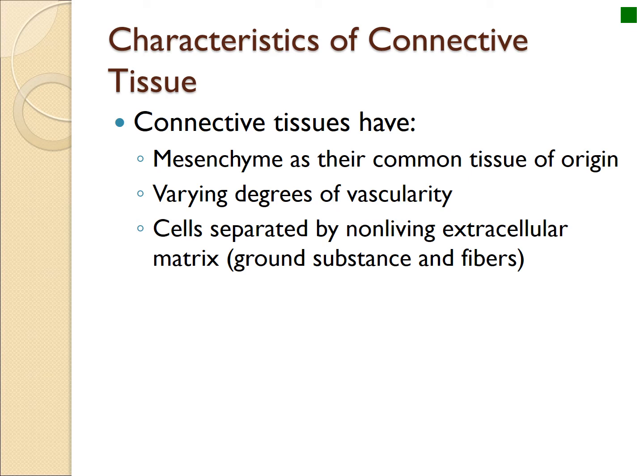What are the characteristics of connective tissue? Okay, connective tissues are produced from this embryological tissue called mesenchyme. And mesenchyme is basically a group of immature cells that eventually turn into these things called fibrocytes. We will learn this a little later, again, when we look at the skeletal system.